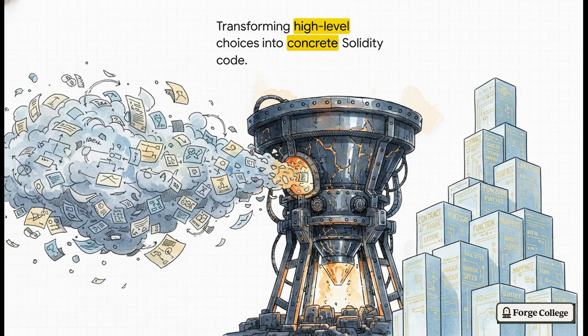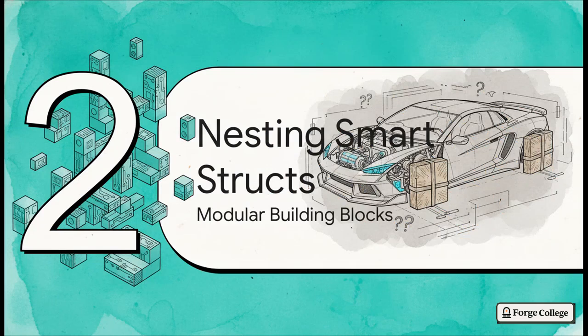Because think about it, this layout defines your contract's core storage. Nailing these architectural choices right now ensures that all the functions and tests you write down the line are going to work with predictable, rock-solid data shapes. Moving right along to Section 2, nesting smart structs.